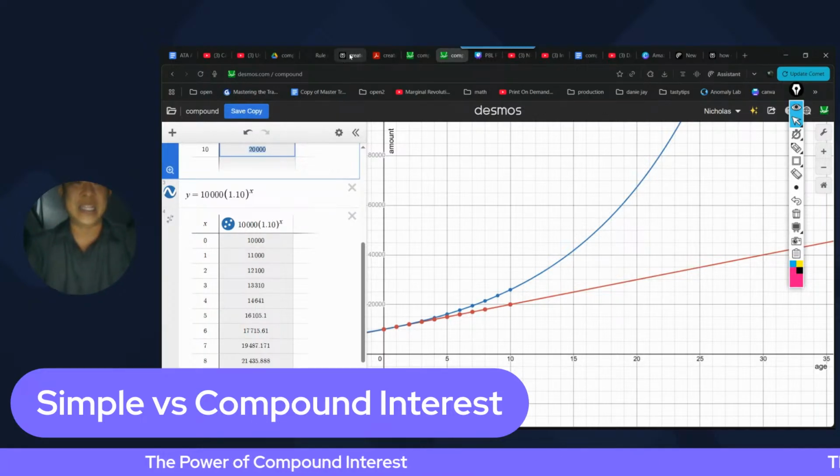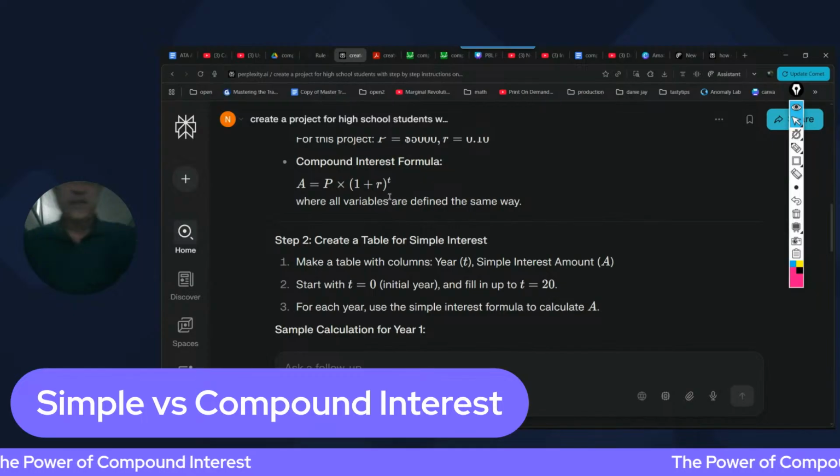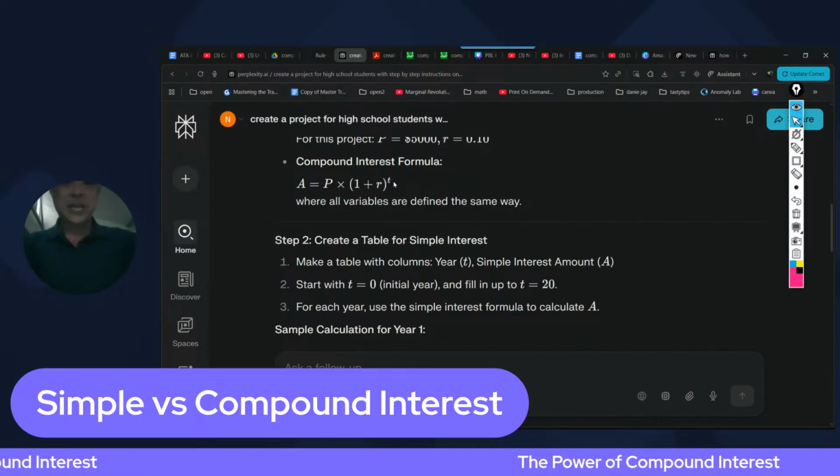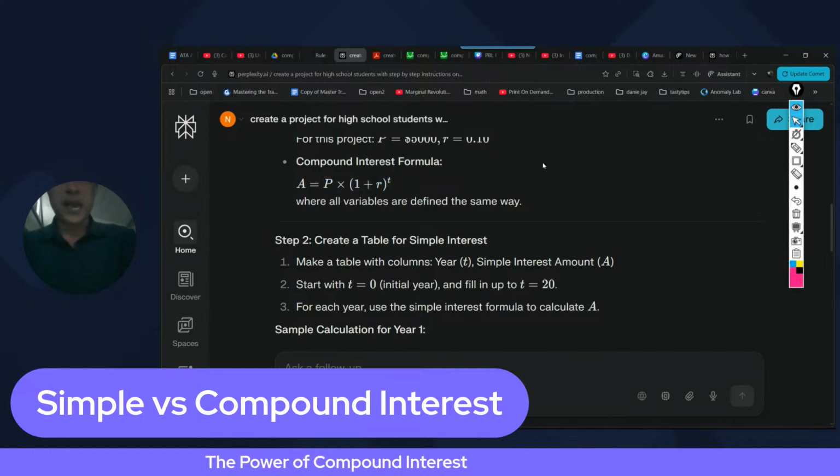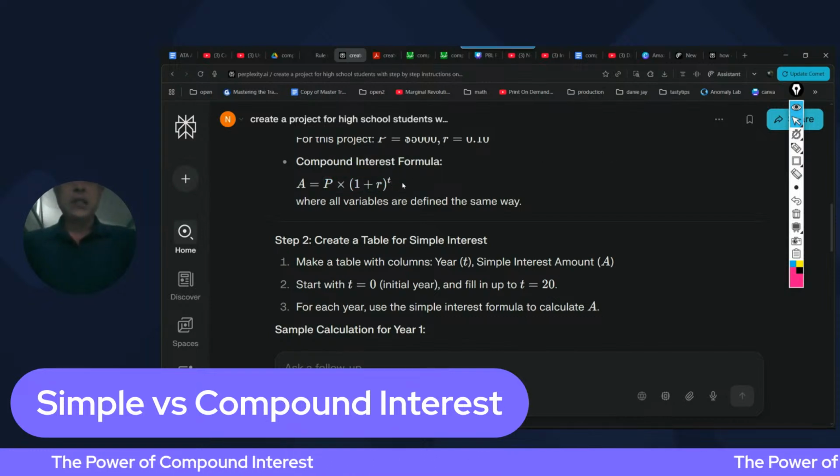Hopefully that makes a little bit of sense. I know this formula can be a little bit intimidating at first, but if you break it down, it's really not that complicated. You're just earning 10% of your new accumulated amount.